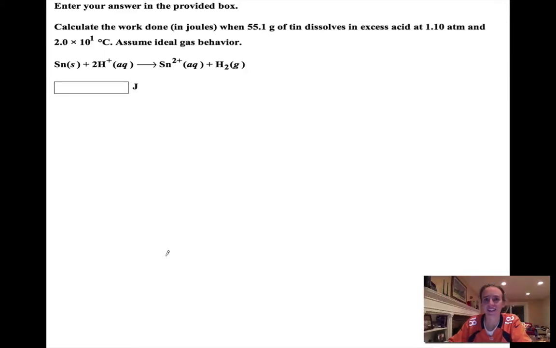Hi, here's another quick demonstration of one of the problems from the Connect homework, Chapter 6. This, I believe, is the second problem out of the assignment.